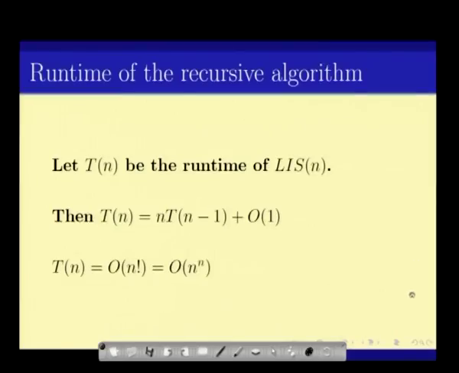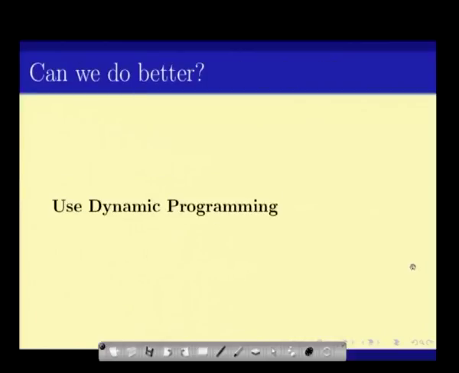Welcome back after the break. Before the break, we saw the recursive algorithm for solving the longest increasing subsequence, and we saw that its runtime was not very good, but we know that we can use this kind of technique to obtain a dynamic programming approach. So, how can we do it?